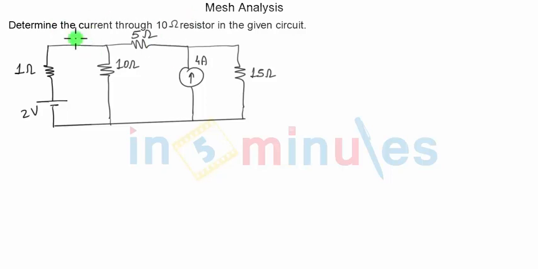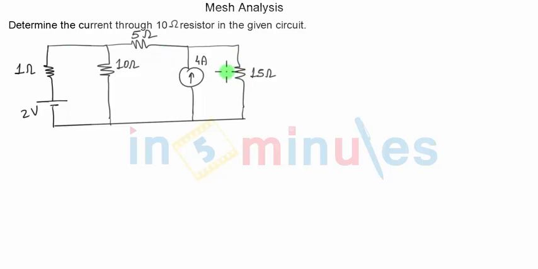Till now we have done a few questions on mesh analysis. This is going to be a little different from the questions that we have already done. Let us first try to figure out what meshes are available and where we should be applying the KVL equation. So there are a total of 3 meshes. As we can see, this is mesh number 1, this is mesh number 2, and this is mesh number 3.